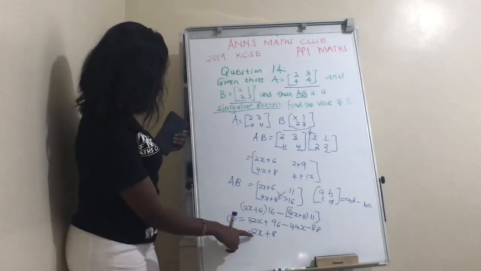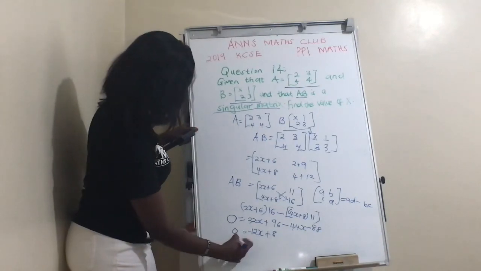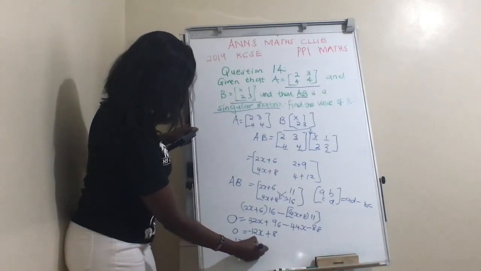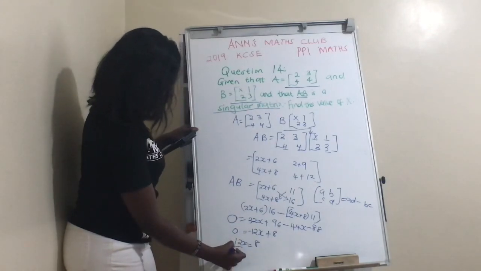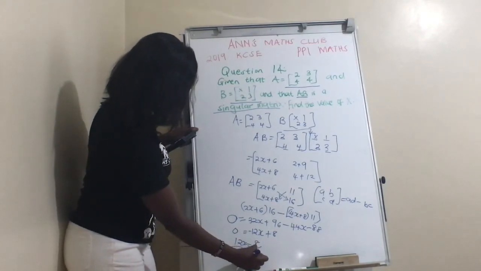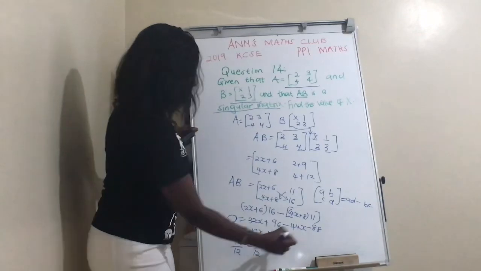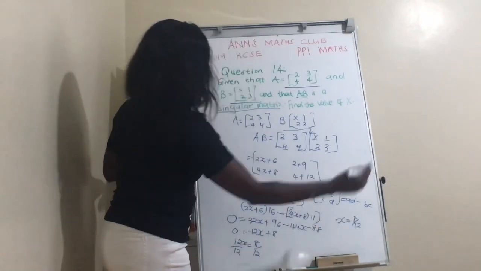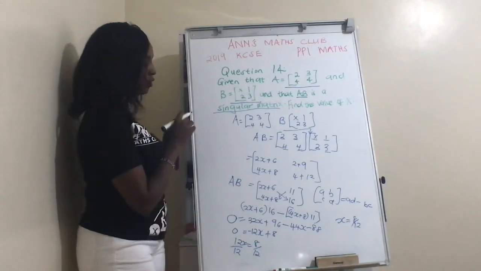So you can choose to bring this 12x to the other side. It becomes negative, so it's going to become positive. 12x is equal to 8. For you to find x, you divide by 12, and you're left with x is equal to 8 over 12. So that is the value of x.